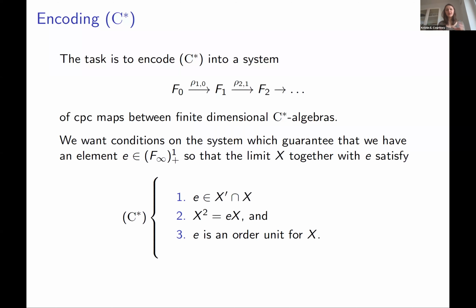Okay, so let me remind you, I have to unpack what the C-star criteria were again, because we actually need to encode each of the individual pieces. So we want conditions on the system which guarantee that we have some positive contraction E in F infinity so that the limit X together with E satisfy the following. E actually lands in X, not just in F infinity. E commutes with X. X squared is equal to EX, and E is an order unit for X.